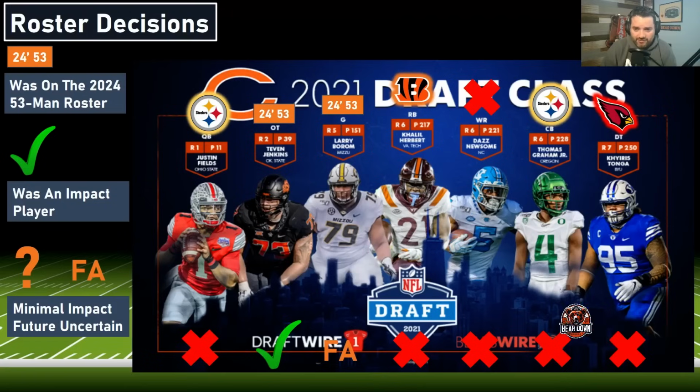He's no longer in the league. These guys are all off the team, the ex's. The only one left, Tevin Jenkins, he's a free agent. And Larry Borom, free agent as well. But he was an impact player. So Tevin Jenkins was an impact player. Missed probably 20 to 25% of his snaps. So that's rough. What will happen with him, we'll find out.